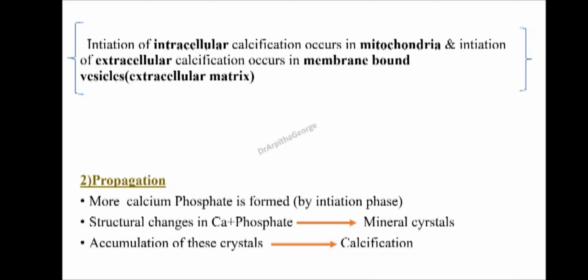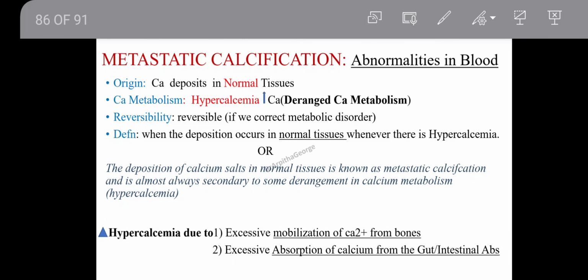metastatic calcification. Okay, here we are going to learn about metastatic calcification. Metastatic calcification is the second type of calcification. It is due to abnormalities in the blood, right? Before, the calcium level in the blood serum was normal. Here the calcium level in the blood is not normal. So what is the abnormality here? It is hypercalcemia, an increased amount of calcium in our blood.